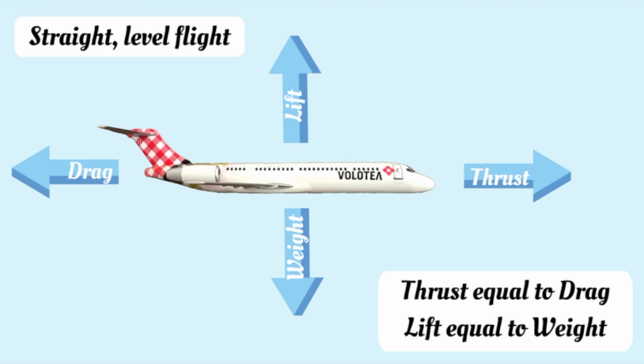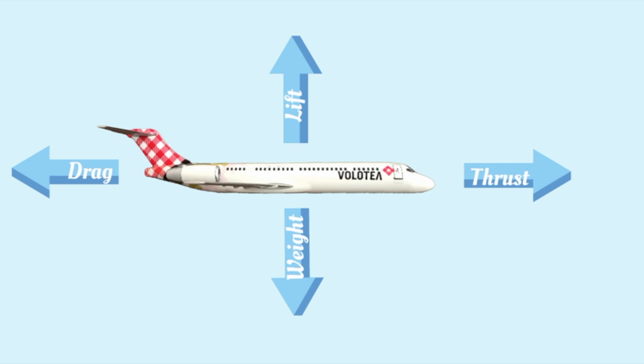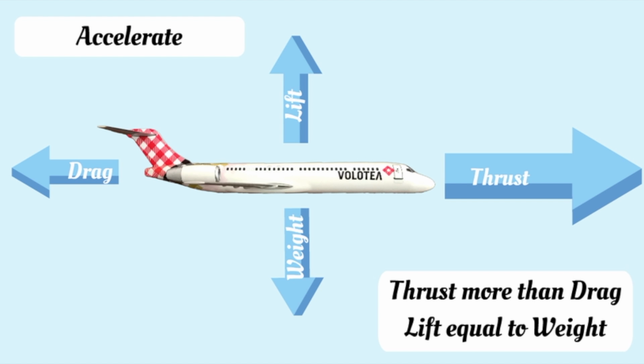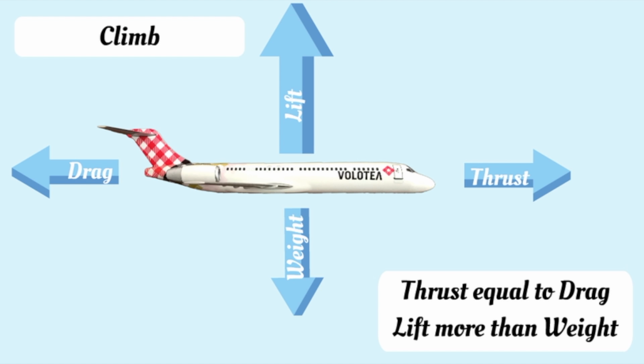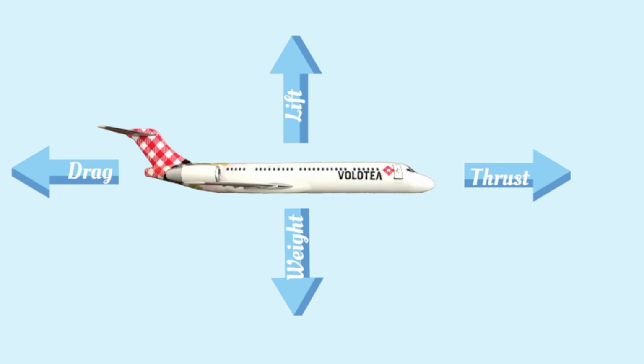If a plane is flying in the air at a constant altitude and at a constant speed, the thrust component is equal to the drag component and the lift component is equal to the weight component. But in order to accelerate, the thrust needs to be bigger than our drag, and in order to climb, the lift needs to be bigger than the weight in order to go upwards.